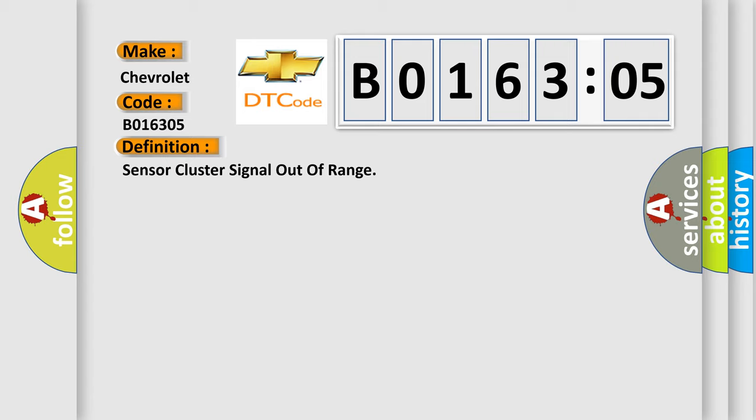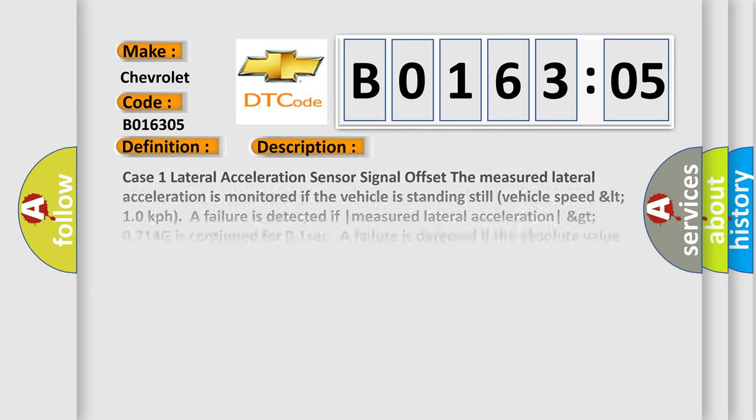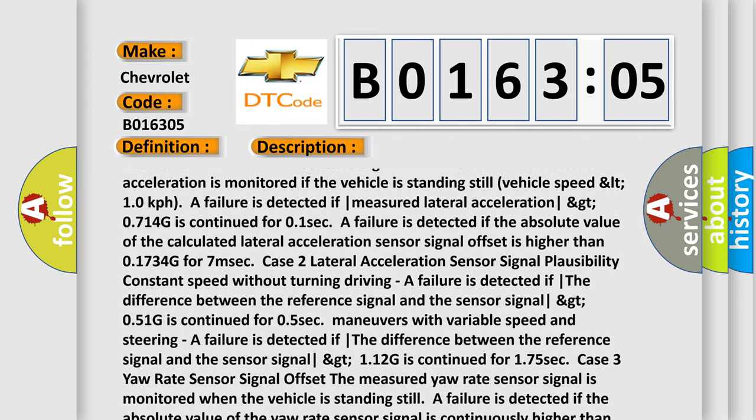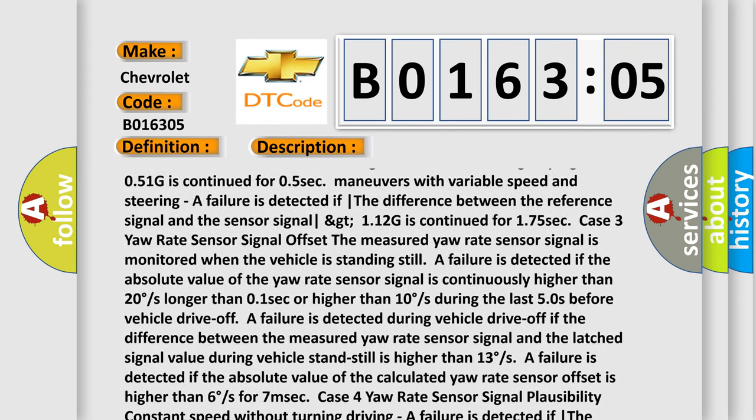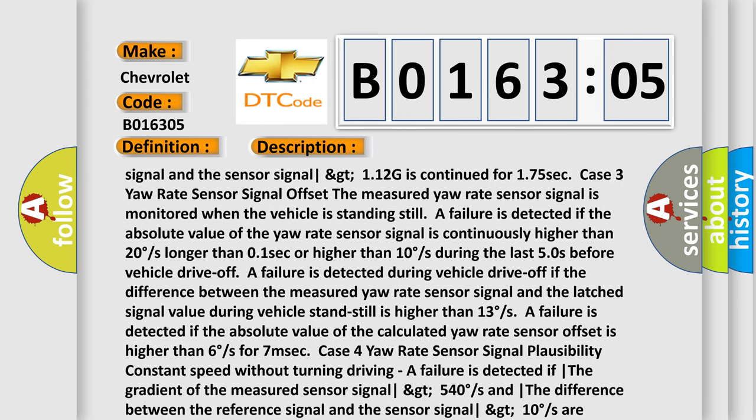A failure is detected if the gradient of the measured sensor signal GT 540 degrees/s and the difference between the reference signal and the sensor signal GT 53 degrees/s are continued for 0.25 sec. A failure is detected if the gradient of the measured sensor signal LT 540 degrees/s and the difference between the reference signal and the sensor signal GT 53 degrees/s are continued for 1.75 seconds.